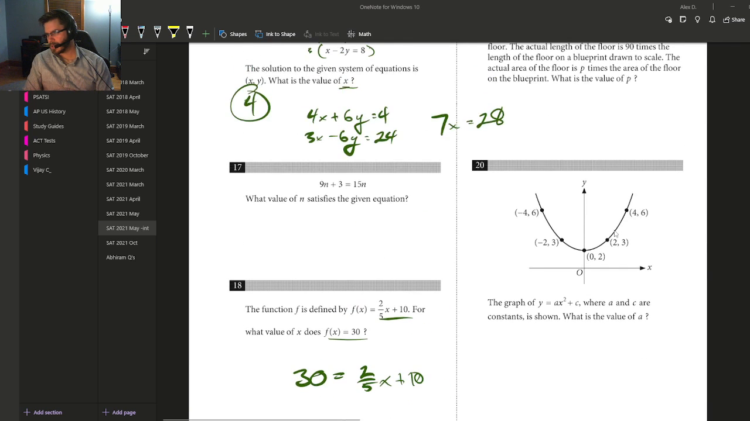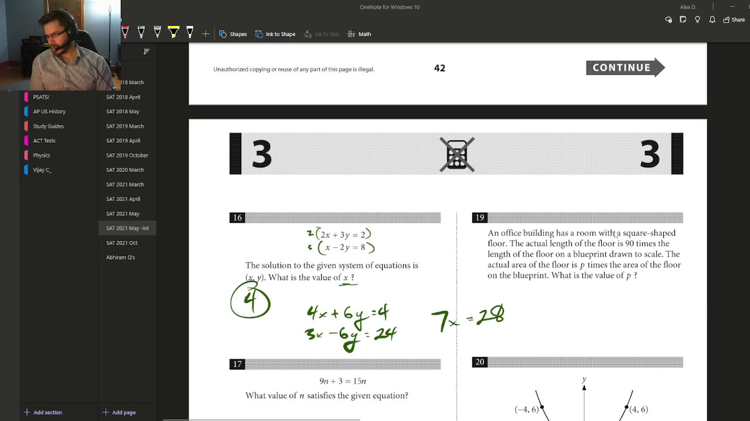The next one, office building has room for... who cares about the context? Okay, so it's a proportions thing. The length is 90 times the length. The area is p times the area. It's square shaped. That's what I was missing there. So if this is L on the blueprint, the reality of it is 90L. The area here is L squared. Here it's 90L squared.